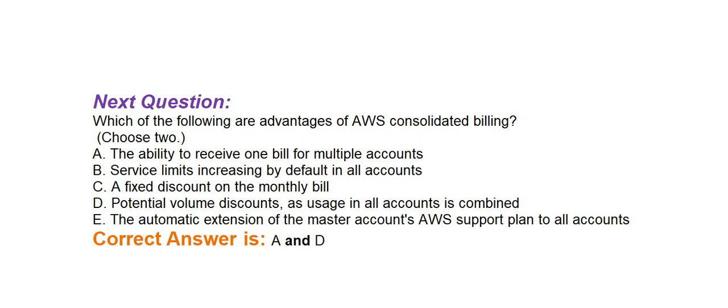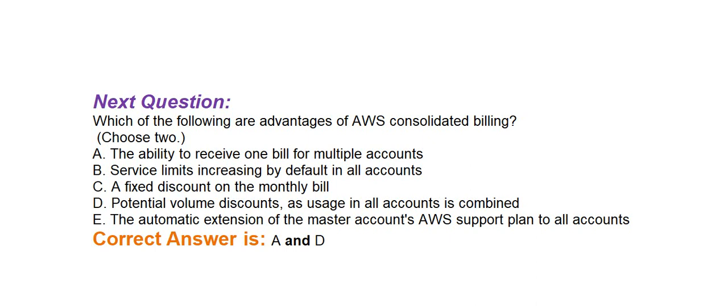Next question. Which of the following are advantages of AWS consolidated billing? Choose 2. Option A. The ability to receive one bill for multiple accounts. Option B. Service limits increasing by default in all accounts. Option C. A fixed discount on the monthly bill. Option D. Potential volume discounts as usage in all accounts is combined.